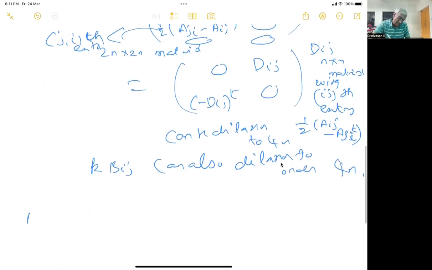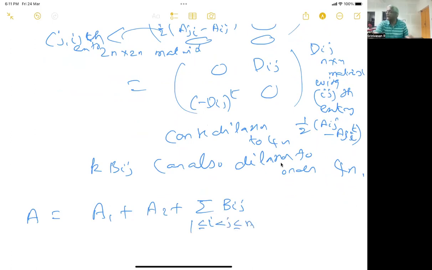Now, what do you have? We have A equal to A1 plus A2 plus summation of Bij, for 1 less than or equal to i less than j less than or equal to n. It's a block diagram, so n cross n matrix. So how many of them? This can be dilated to 4n, and each Bij can be dilated to 4n, and there are nC2 terms there. You have to choose 2 out of n, and you can't permute because i is strictly less than j. So this is just nC2 terms.